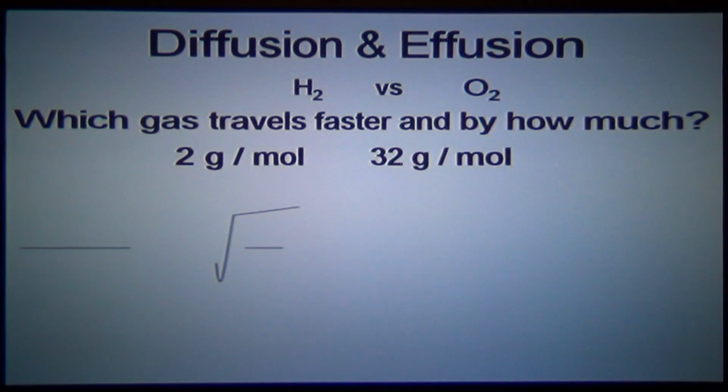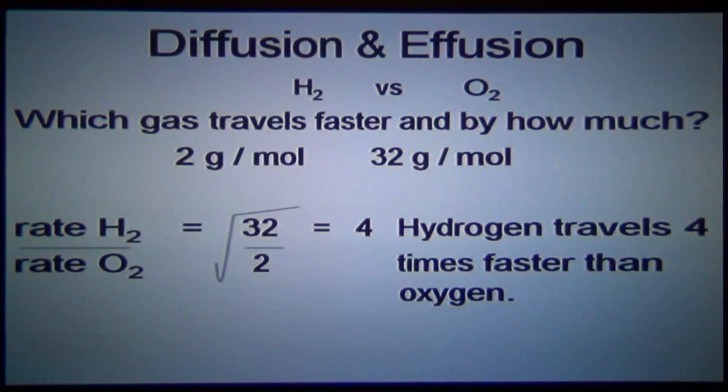So if we visualize this, we can now see that hydrogen is going to be traveling 4 times faster than the oxygen. So the lighter gas here is traveling 4 times faster than the oxygen according to Graham's law.